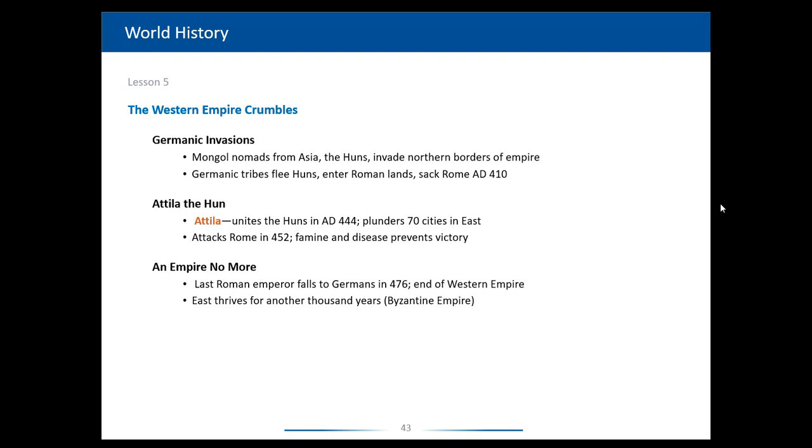An empire is no more. The last Roman emperor falls to the Germans in 476, and this is the end of the Western Empire. But the East thrives for another 1,000 years, called the Byzantine Empire. So when you say the Byzantine Empire, remember that is Eastern Rome.